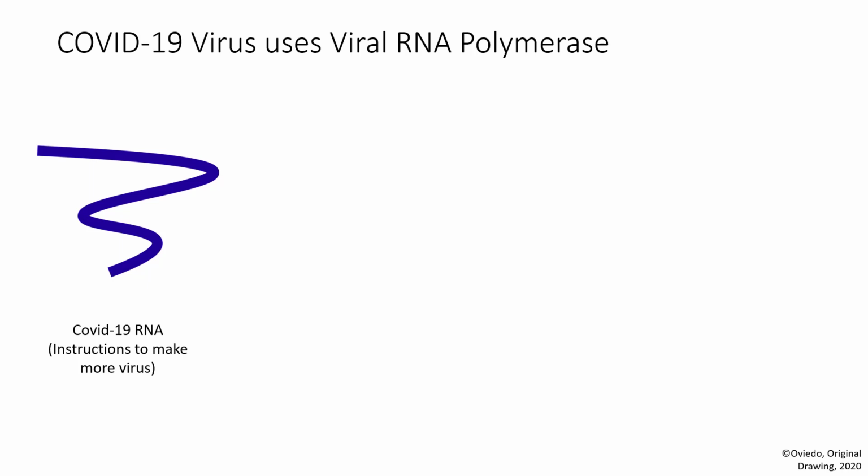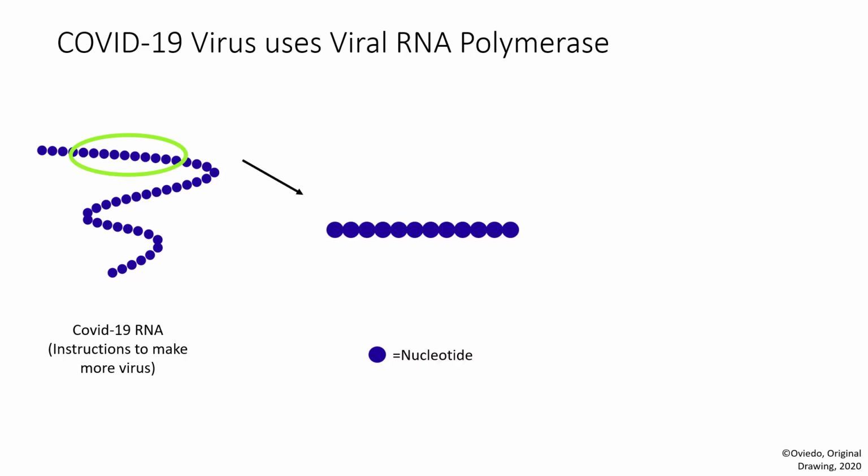If you look at it very carefully, you will see that it is actually composed of multiple nucleotides that make up the RNA strand. I'm going to take a closer look at this portion right here. Here I've shown a string of nucleotides which represent a portion of the viral RNA. This is viral RNA polymerase, which is a molecule that can make more viral RNA.